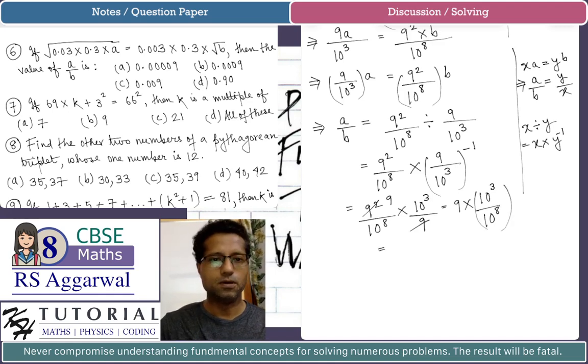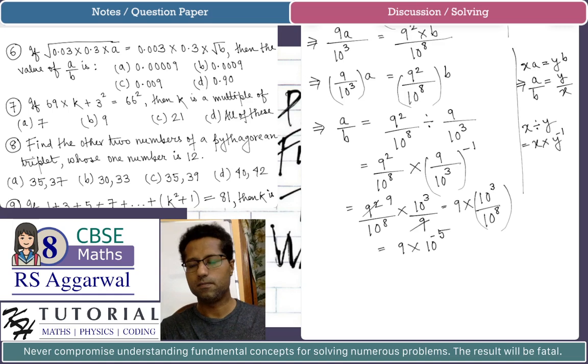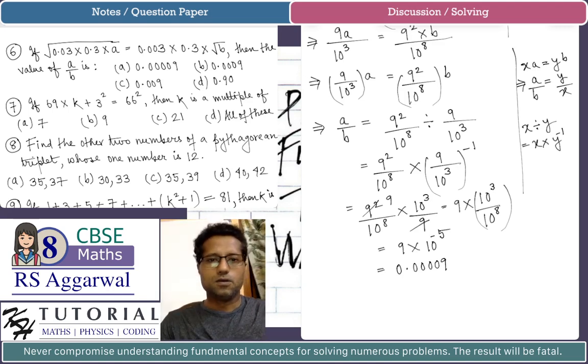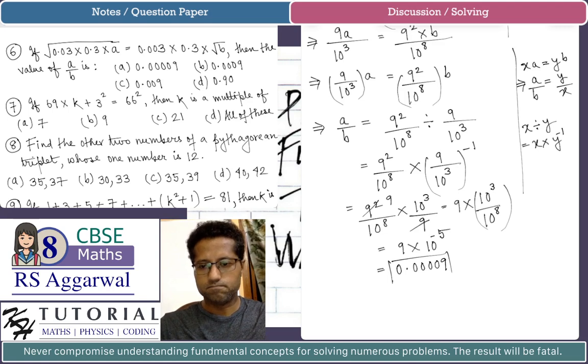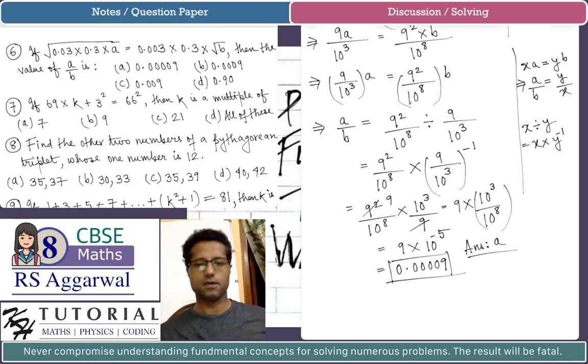This is equal to 9 multiplied by 10 to the power 3 divided by 10 to the power 8, which is nothing but 10 to the power minus 5. So if we convert this to a decimal number, this will be equal to 0.00004 zeros and 9. So this is the value of a by b, and the correct choice is A.